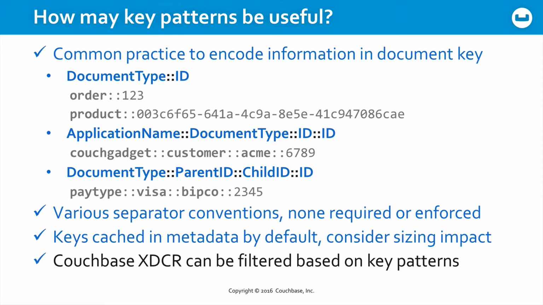Last, the cross-data center replication available in Couchbase is filterable based on these key patterns. So, for example, if you plan to have regionally based data centers and you want to control replication across them based on regions, you might choose to encode region information as part of your document keys.